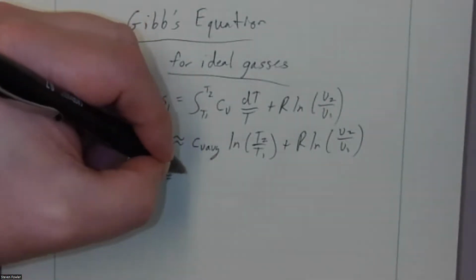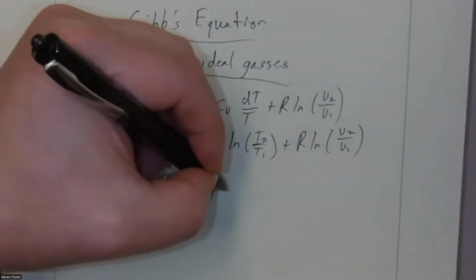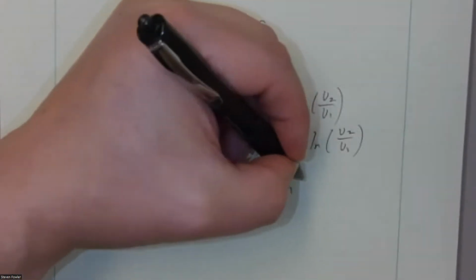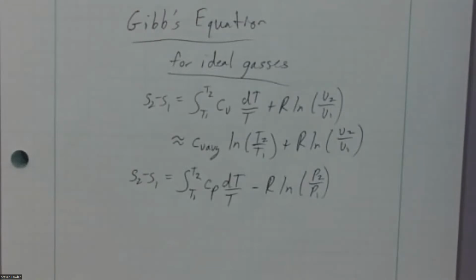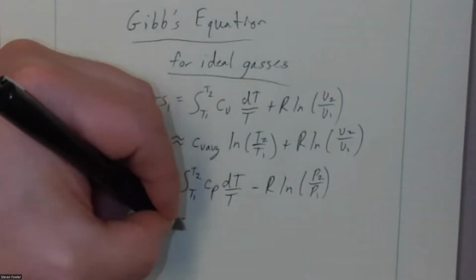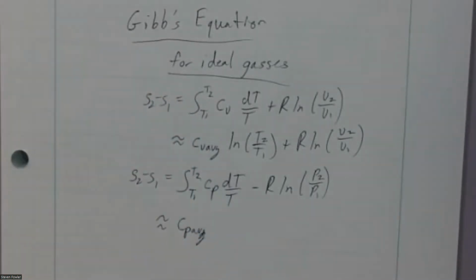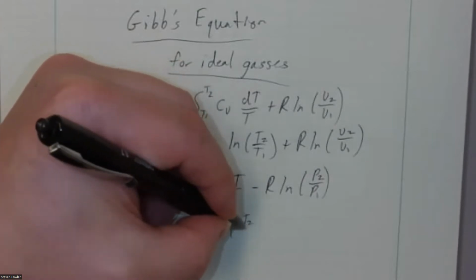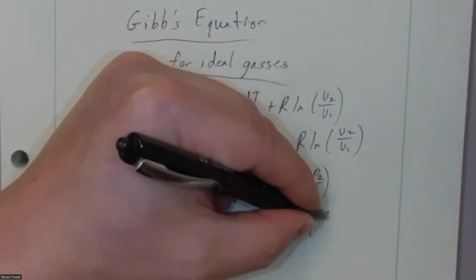Delta S is also equal to, there's another form where it's the integral from T1 to T2 of C sub P dT over T, minus R ln, and the ratio here is pressures, P2 over P1. Just like we did earlier, we could also say this is approximately equal to C sub P at the average temperature. I'm going to pull that out as a constant out of the integral. That's just integrating dT over T, which becomes the natural log of T2 over T1, still minus R ln P2 over P1.